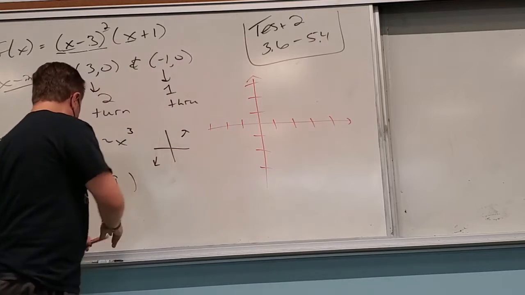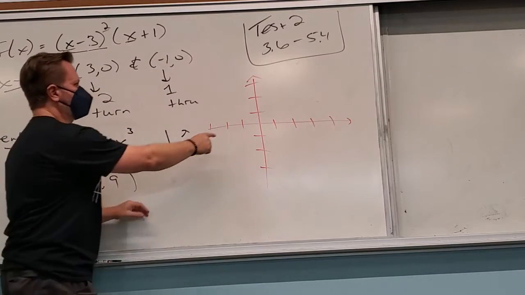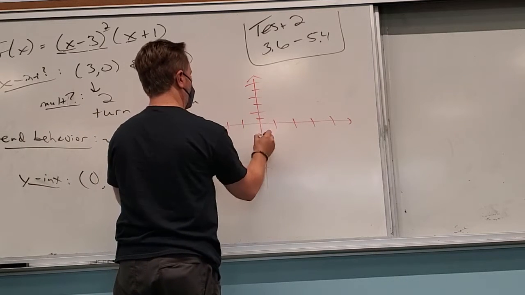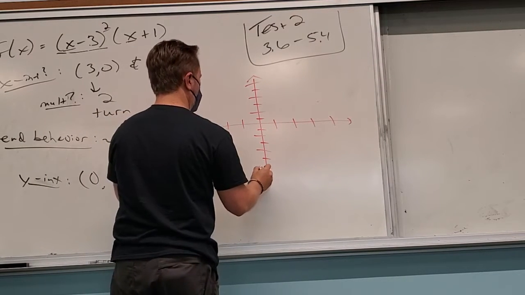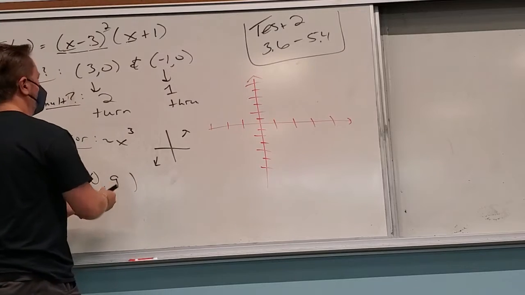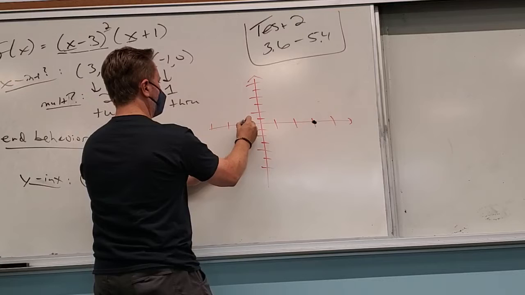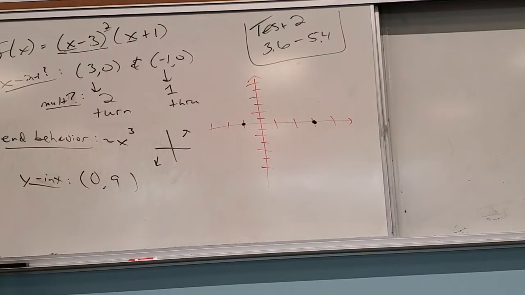I don't know what the scale is going to be yet. So 0, 9, I at least need to be able to get up to 9. Maybe I'll give myself a few more just in case. So let me plot my intercepts: 3, 0, negative 1, 0. I'm not going to make my y-axis scale yet.